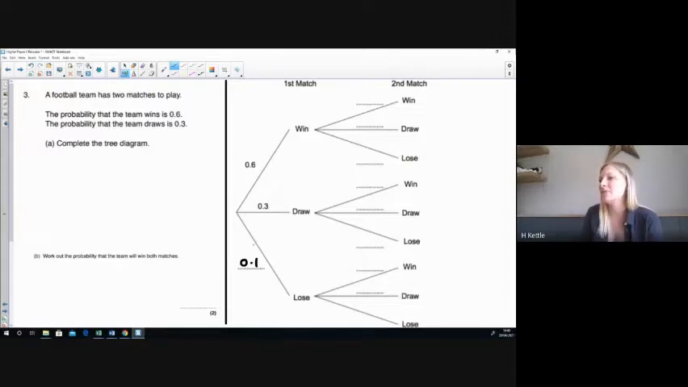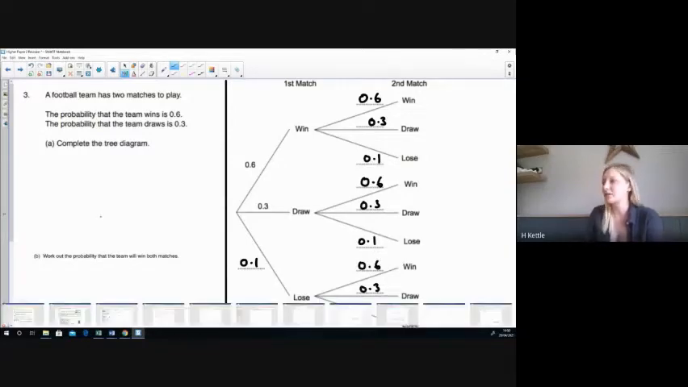And the probability isn't going to change. They have 2 matches to play, and they're just as likely to win. It doesn't say anything about if they win, they're feeling super confident, and therefore they're more likely to do well again. So it's just going to be the same probability. So for the second match, there's a 0.6 chance they'll win, 0.3 chance they'll draw, and a 0.1 chance they'll lose. That's the tree diagram complete.